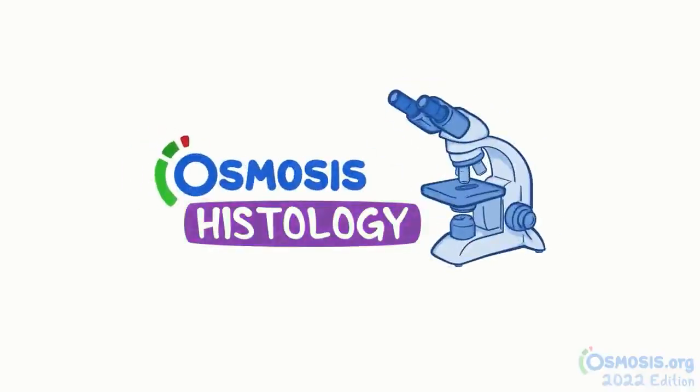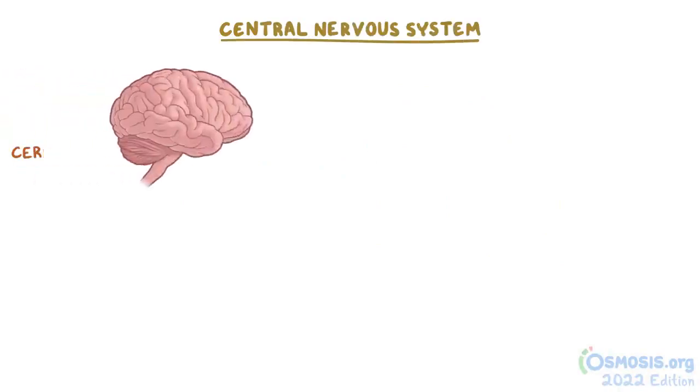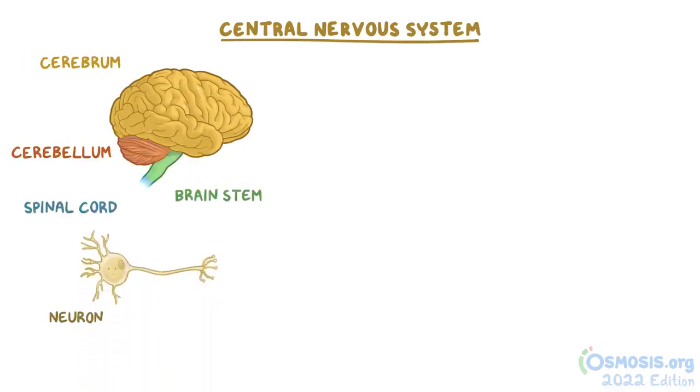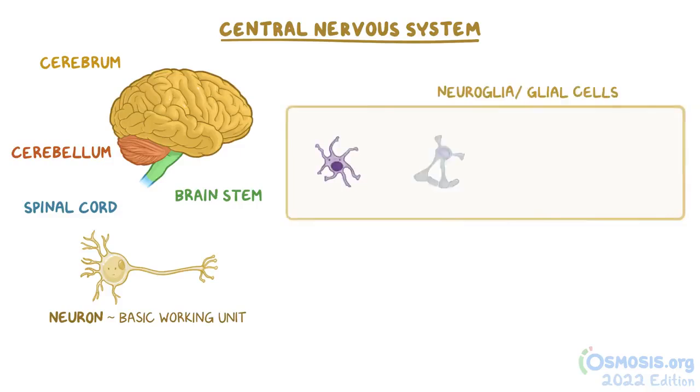Now, let's get a closer look. The central nervous system, or CNS, consists of the cerebellum, cerebrum, brainstem, and spinal cord. The neuron is the basic working unit of the nervous system, and the neuroglia, or glial cells, are the non-neuronal cells that support and protect the nervous system.